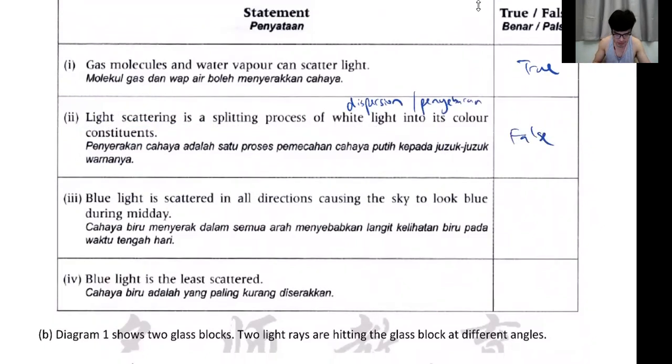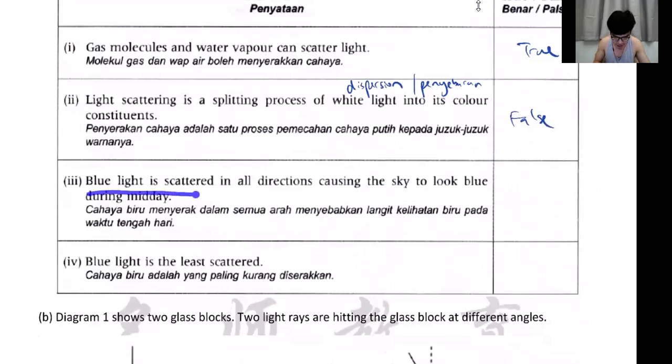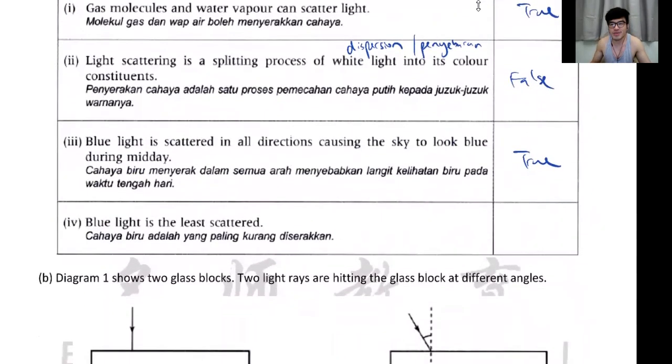So number 3, blue light is scattered in all directions, causing the sky to look blue during midday. Yes, true. Okay, blue is the most scattered. Always remember, blue is the most scattered. Our atmosphere doesn't like blue, so it wants to scatter all the blue away. Don't ask me why. That's the nature of it. It's like asking me why do we have 2 hands? Because you don't have 3. Because you don't have 1. That's just the nature of it.